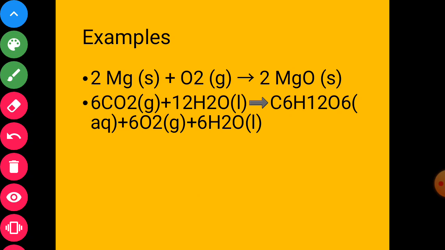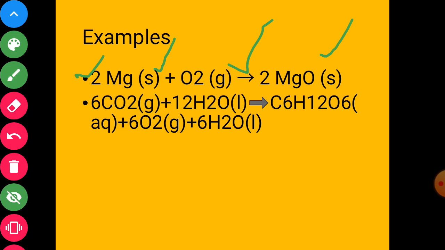Now, let's have a look at this example. In this example, the states of reactants and products are mentioned. The equation number 1, magnesium combines with oxygen, it forms magnesium oxide. The states are mentioned. Magnesium is in solid state, like we saw in the first picture. Oxygen gas, since it is a gas, is mentioned here in gaseous state. Magnesium oxide is in solid state.